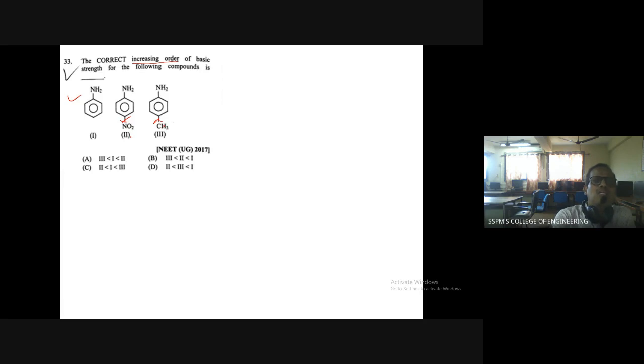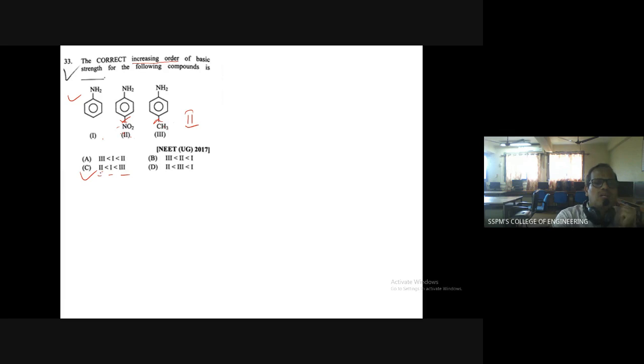So what they are asking? Increasing order of basic strength. Increasing means the less basic one should be first. Least basic is this. So 2 is least basic. Then 1. Okay. And then 3. See where this is: compound 2, then 1, 3 is here. So answer is C. So compound 2 is here, NO2.